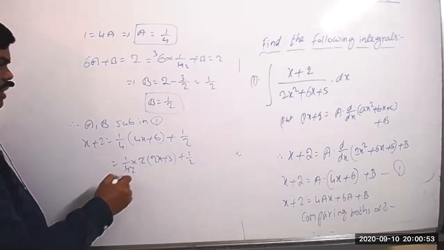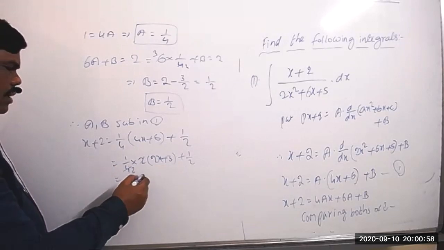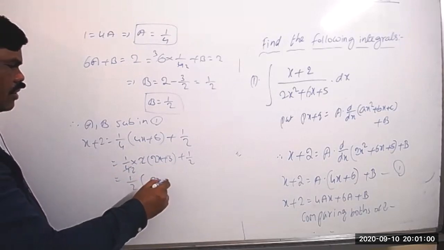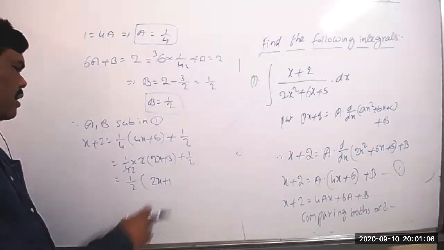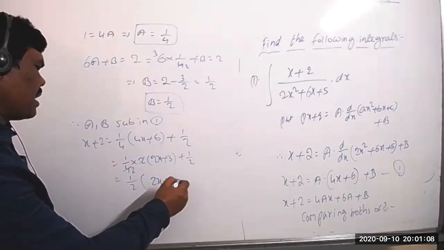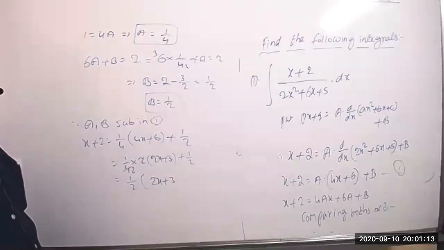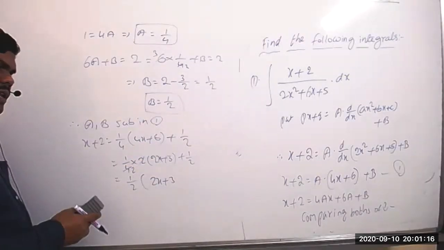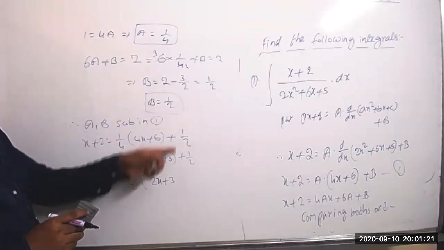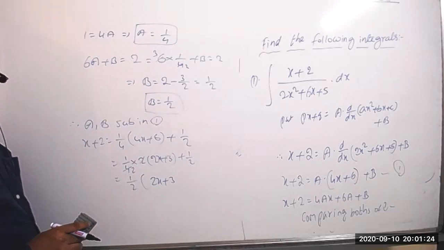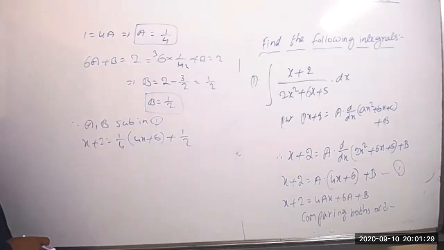Here 2, in this number, 2 times. Clearly 1 by 2 is the constant value, take it outside. So 1 by 2 into 2x plus 3 plus 1. Or else you can stop here only, no need to get any confusion. You don't need to simplify anything; you can stop here and substitute this in place of x plus 2 there and solve. Understood now? You can take it directly.